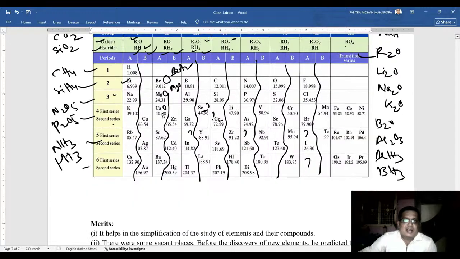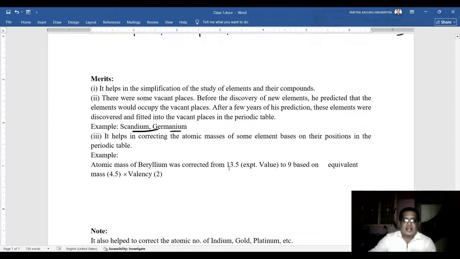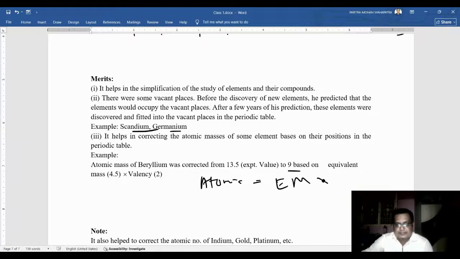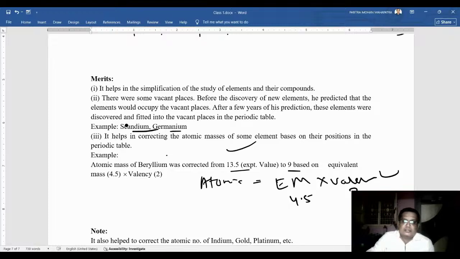Mendeleev in this table says that the atomic mass is 9. What is 9? Atomic mass is equal to equivalent mass into valency. Equivalent mass is 4.5, valency is 2. This is one method. Experimentally, another method, 13.5. Experimentally it is seen that beryllium, look at that, another method also says that beryllium has an atomic mass of 9. 9 is rectified by following this method: atomic mass is equal to equivalent mass into valency.